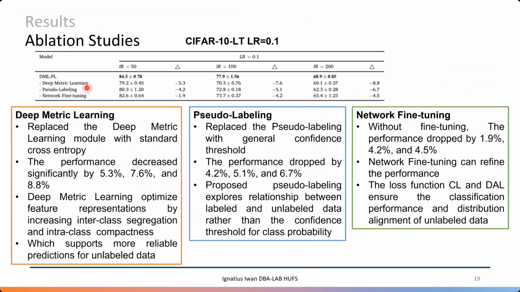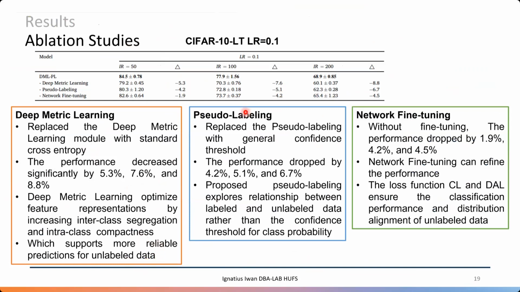And the author tried to see the effect of each component. So first, if the deep metric learning is replaced with standard cross entropy, we can see that the performance decreased by 5.3%, 7.6%, and 8.8%. So deep metric learning optimized the feature representation, like I mentioned, by increasing the interclass segregation and intraclass compactness. Therefore, it supports more reliable prediction for the unlabeled data.